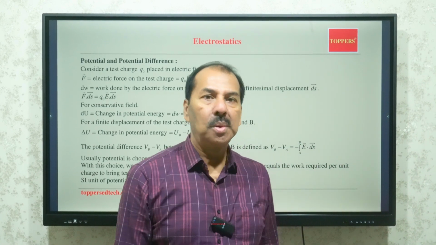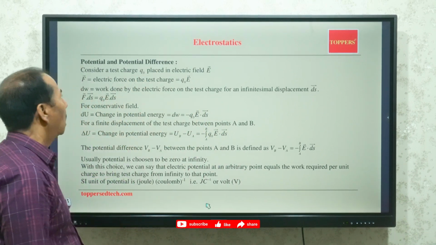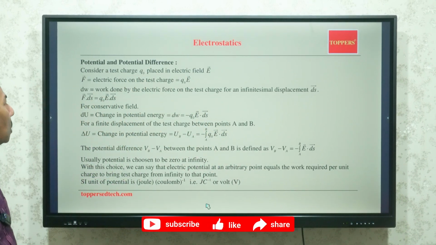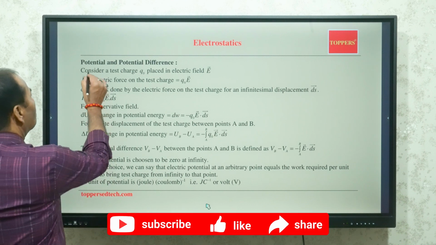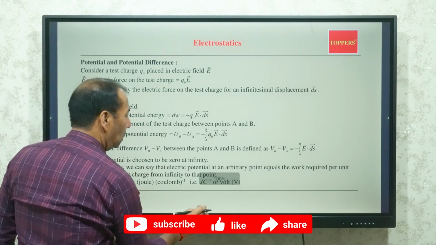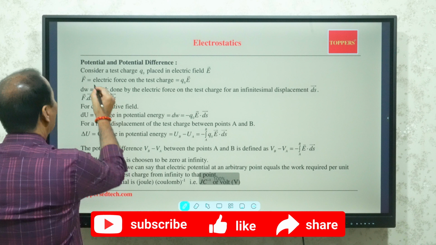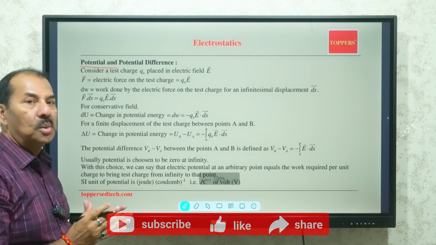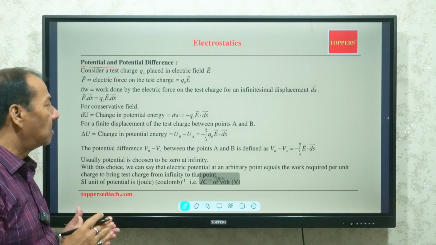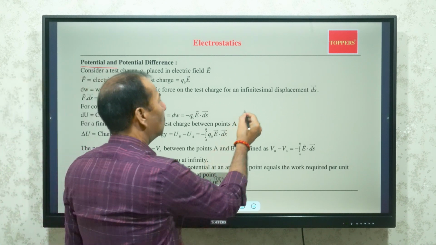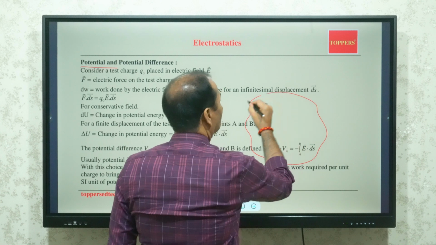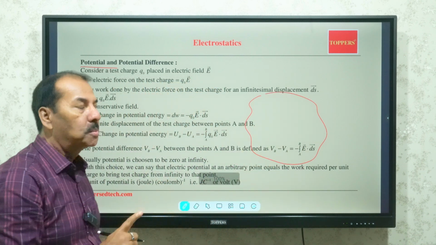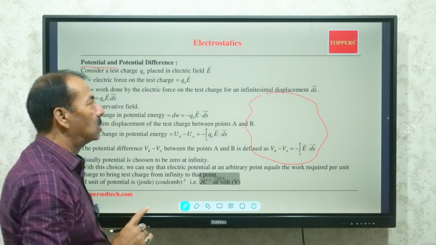Hi everyone, today we will discuss potential and the potential difference. So here you can see, just to understand this potential, it is defined as the work done to bring a unit positive charge from infinity to that point. So let us say we have this electric field region, and a unit positive charge is brought from infinity to that region.